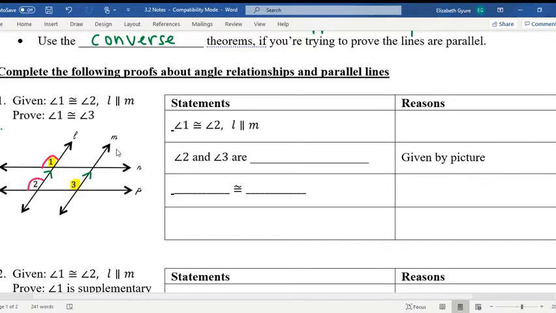Now, if line L is parallel to M, then what you want to do is look for either corresponding, alternate interior, alternate exterior, or same side interior angles that are formed.